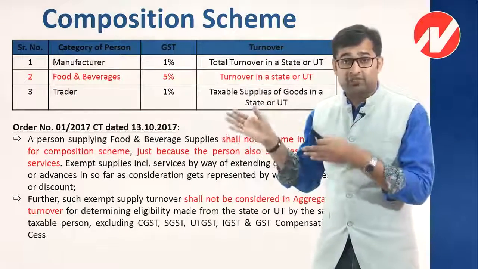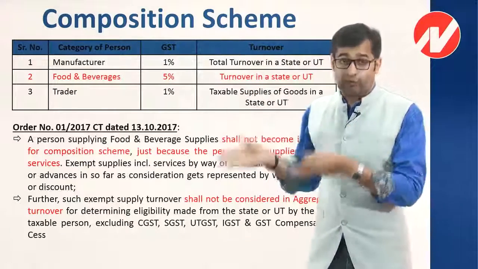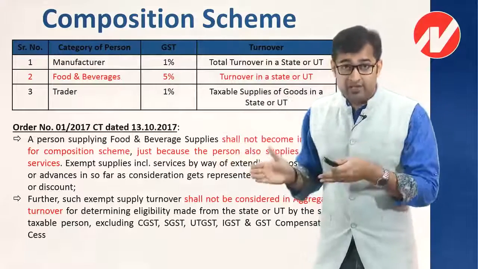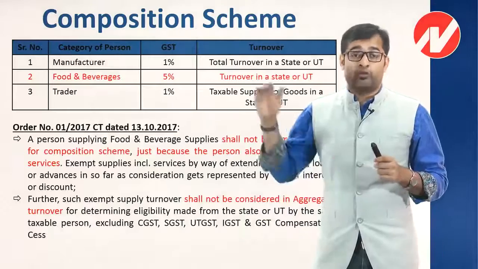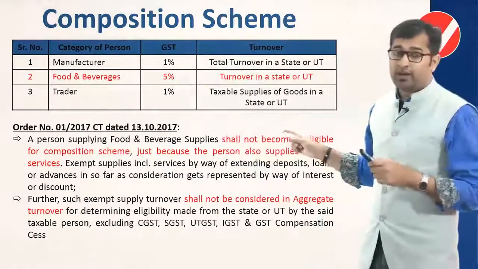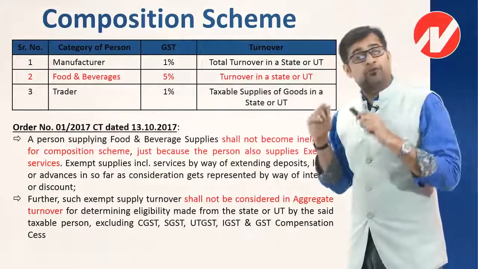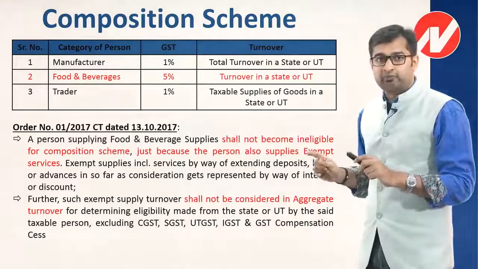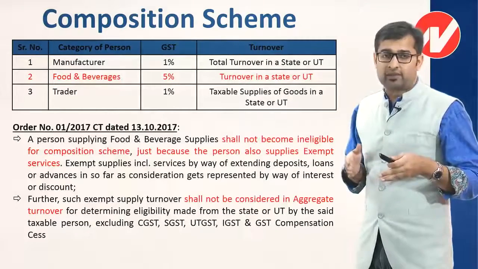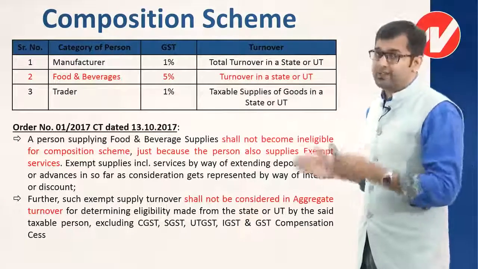Though financial services is exempt, the fact is I am providing service, and since I am providing service, I straight away become ineligible for composition scheme. So one of the first things that government provided is, a person who is providing food and beverage supply shall not become ineligible for composition scheme if along with food and beverage supply, he is also providing some exempt supply.